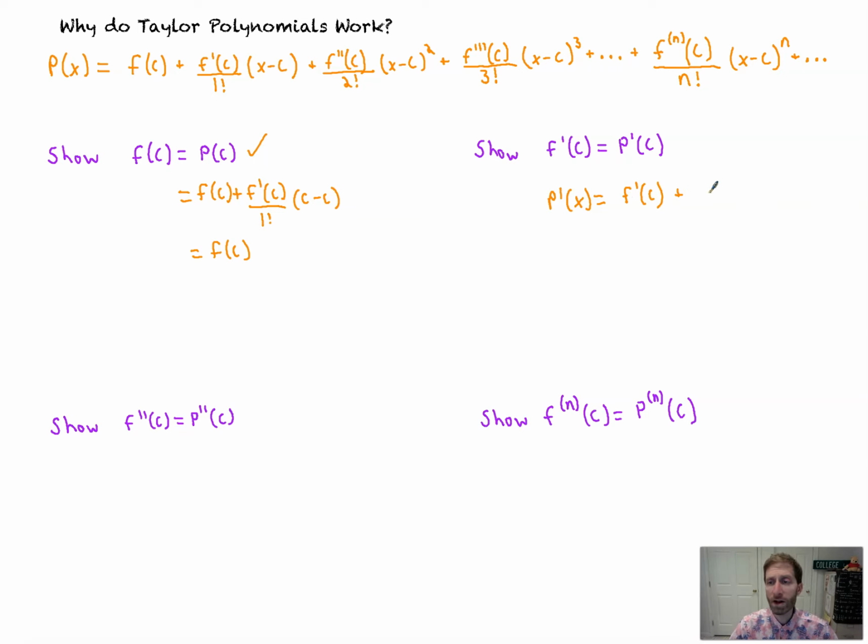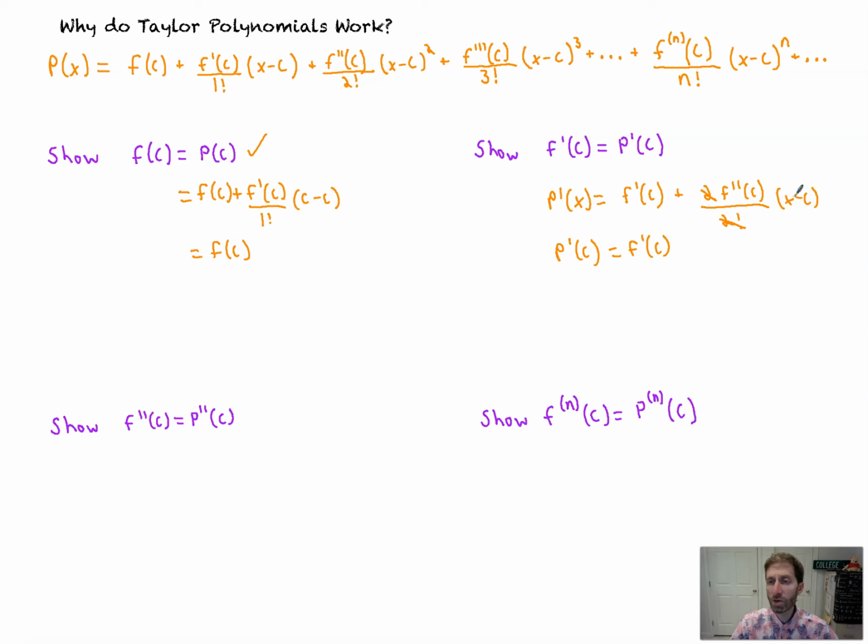Plus, check out what happens here. We get 2 times f double prime of c all over 2 factorial times x minus c, right? That's just the power rule, this 2 coming out front. Those completely cancel out. More on that in a little bit. It just keeps going on, I'm not going to keep taking all the derivatives. Then p prime of c is equal to, wait a second, well that's f prime of c.